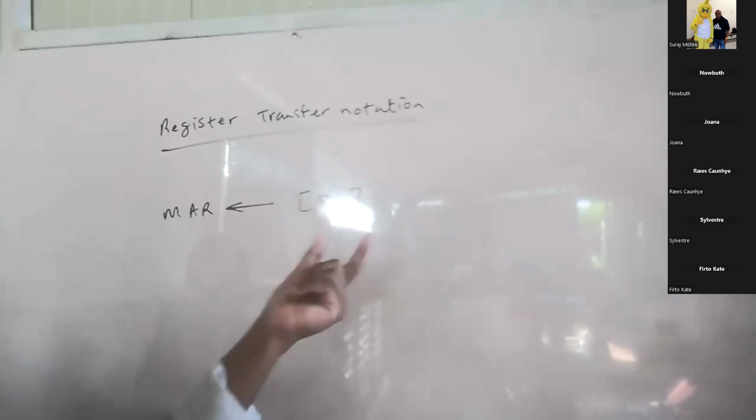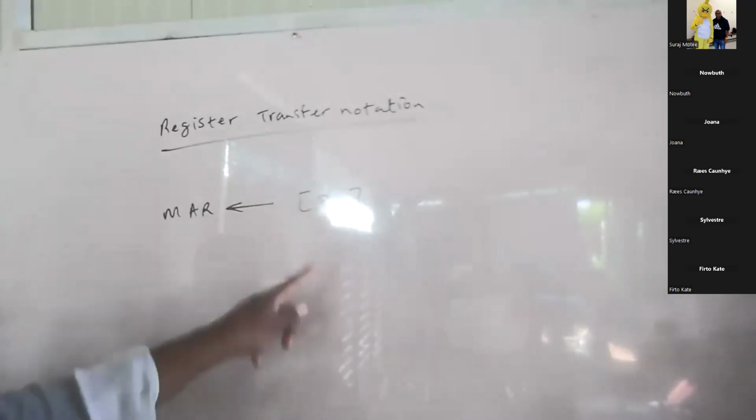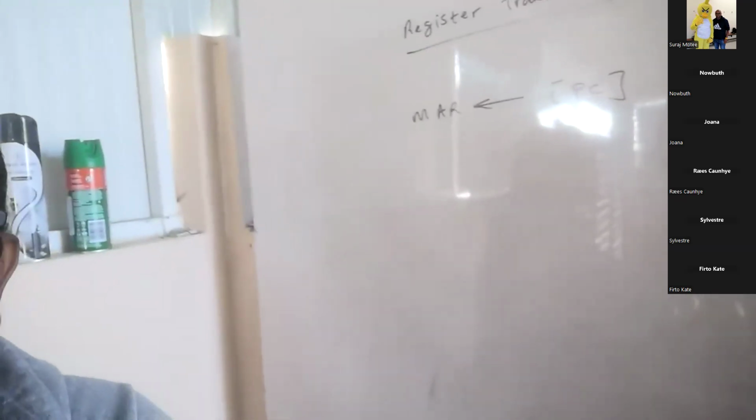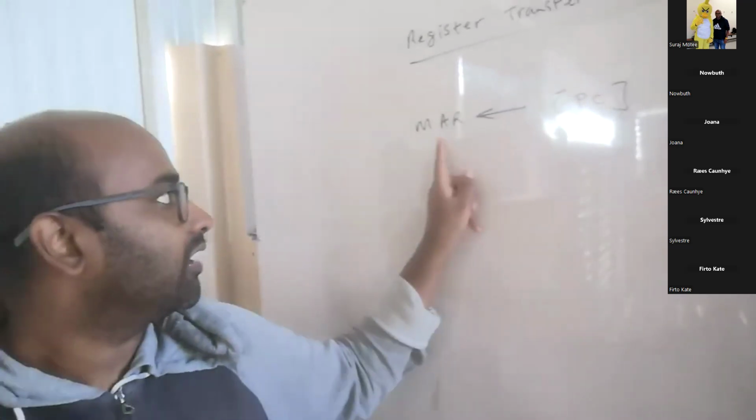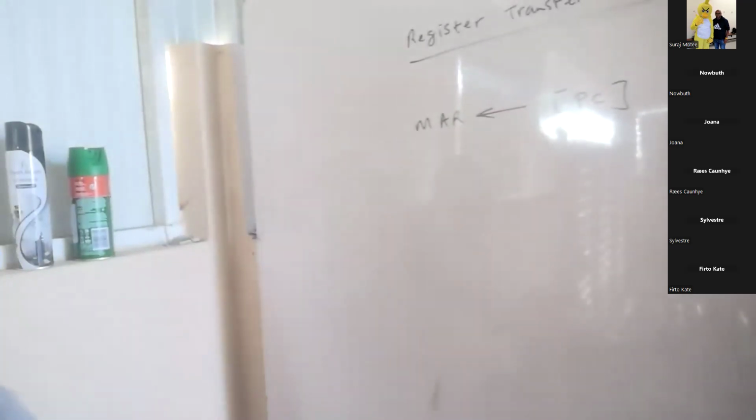You want to know what the single bracket means. Okay, it means whatever PC is showing, the address itself. If I put a single square bracket, it means I'm referring to the address. MAR gets stored with the value of PC.